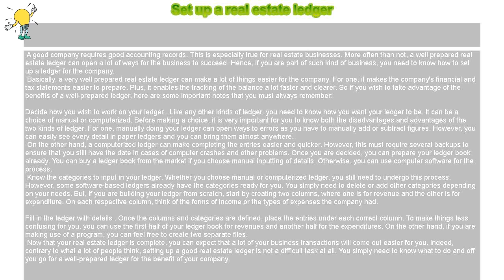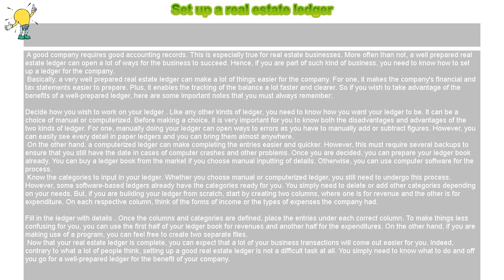But, if you are building your ledger from scratch, start by creating two columns, where one is for revenue and the other is for expenditure. On each respective column, think of the forms of income or the types of expenses the company had.